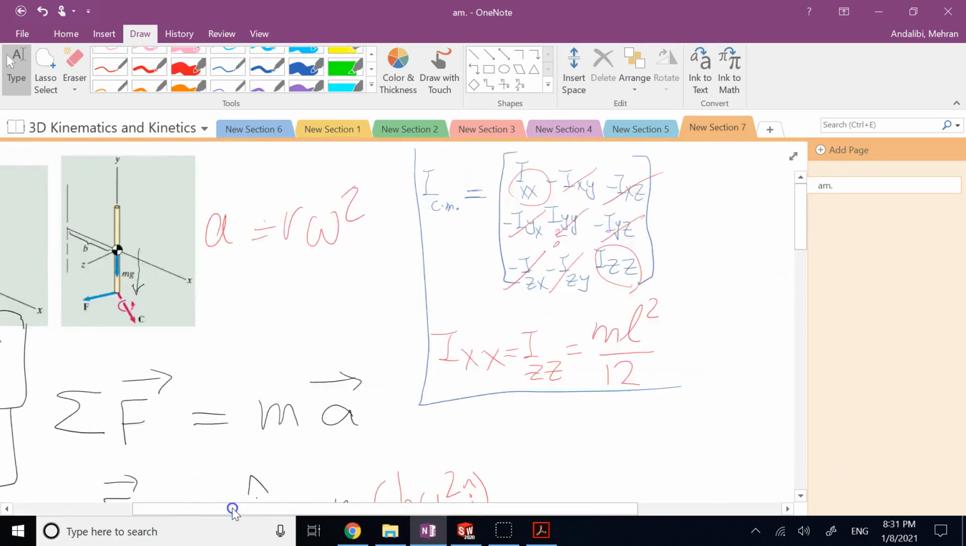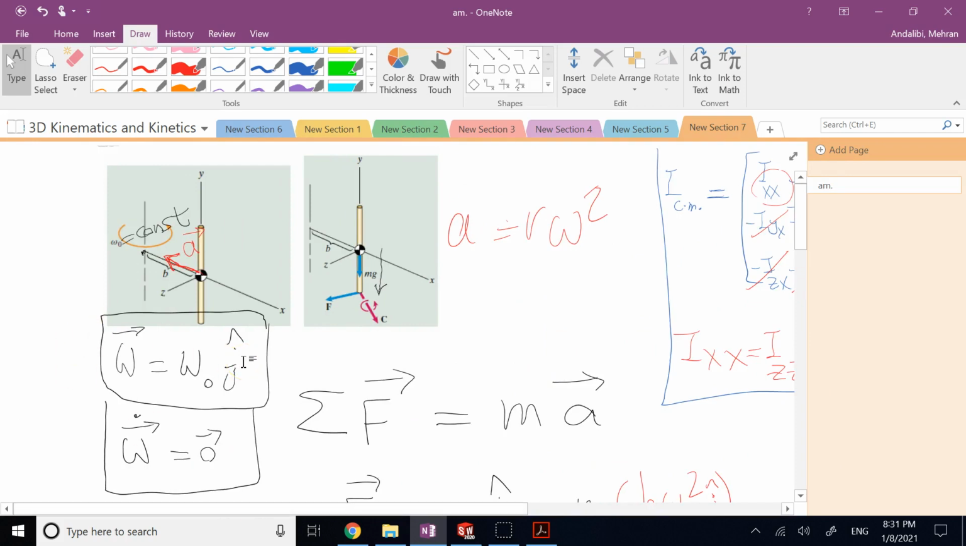Okay, so this is how we go about kinematics and kinetics of rigid bodies in 3D, and we will try to solve more problems in class. Thank you for your attention.